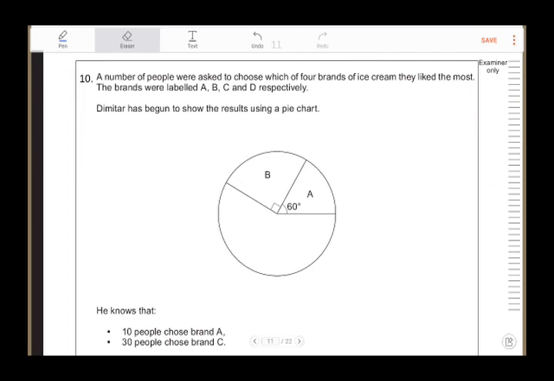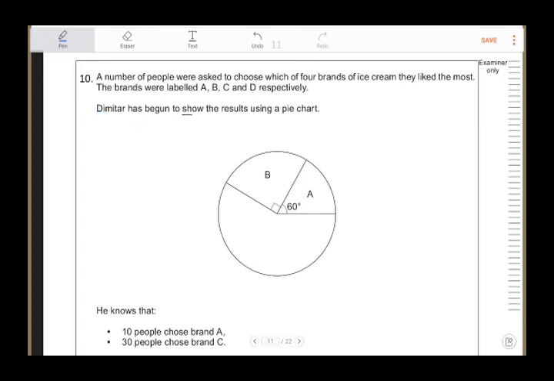Okay, this is a question from the GCSE Mathematics Numeracy practice paper, Intermediate Tier Unit 1, so it's non-calculator. Okay, let's have a go at this question. A number of people were asked to choose which of the 4 brands of ice cream they liked the most. The brands were labelled A, B, C and D respectively.